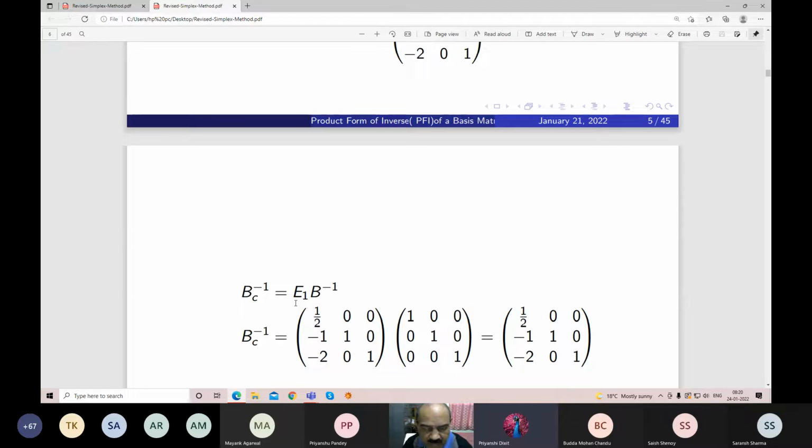Is it clear? Sir, is it clear? Excuse me, sir. Yes. Sir, how did you obtain eta? Because in the definition it is written V divided by ER. No, okay, see here.